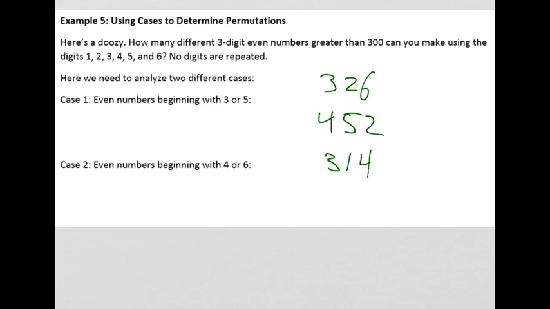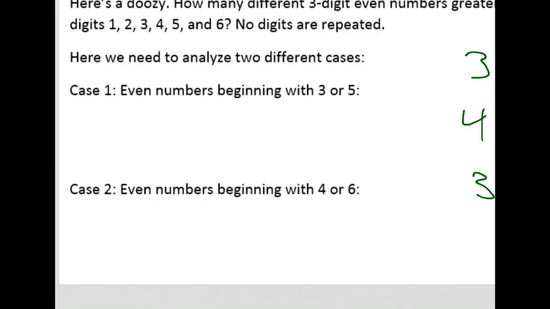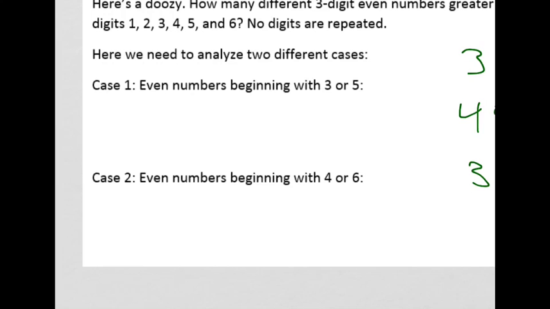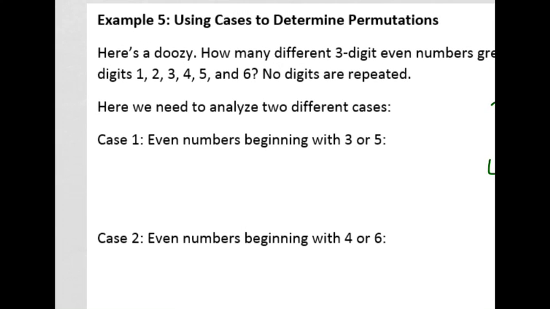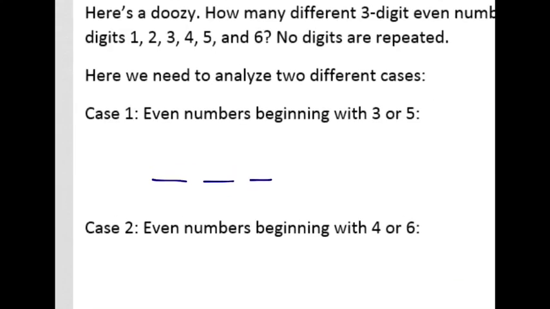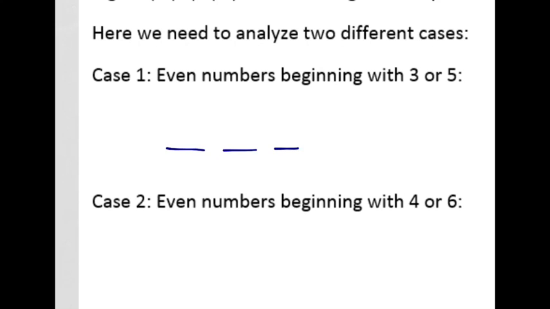So here's how you do this, okay? You create two cases. In the first case, you say that this even number has to start with either 3 or 5, because if it starts with 1, it's not greater than 300. It'd be 100 something, right? So I've got 3 slots. That first position, either 3 or 5 can go into. So I've only got 2 options.